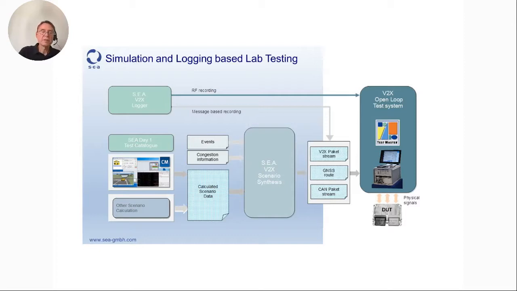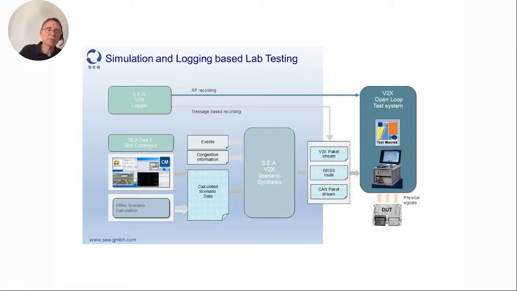A very specific thing is we can do congestion simulation up to 100% channel load. So theoretically up to 2,000 cars with C-V2X with just one radio in this small system you've seen. And that is a typical lab environment for functional testing.